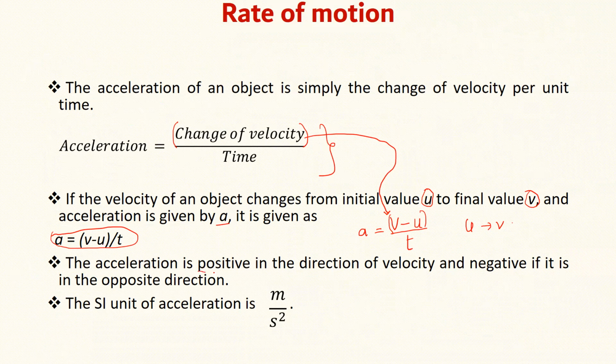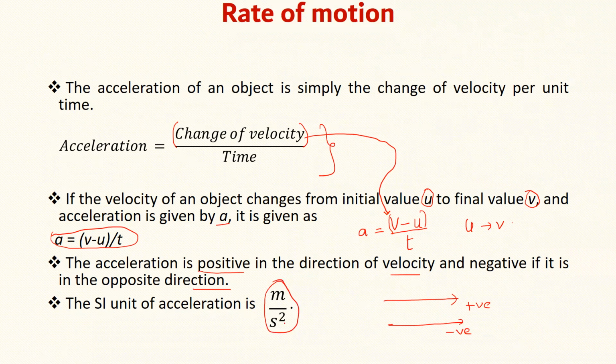So acceleration is positive in the direction of velocity and negative if it is in the opposite direction. If an object is moving in this direction and its velocity is increasing, acceleration is positive. And if an object is moving again in this direction, but its velocity is decreasing with time, in that case the acceleration will be negative. And the SI unit of acceleration is meter per second square.